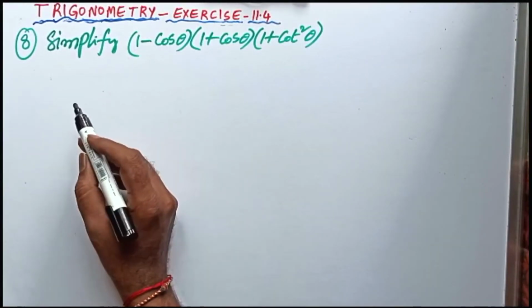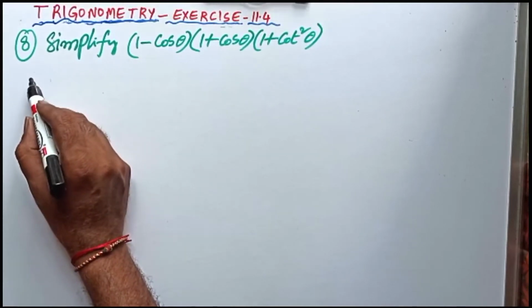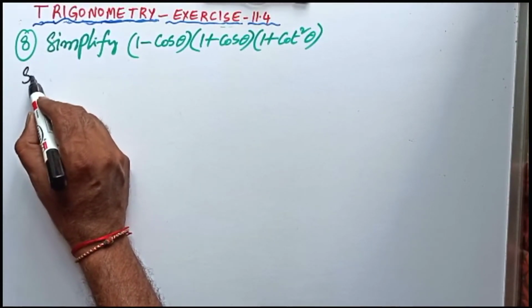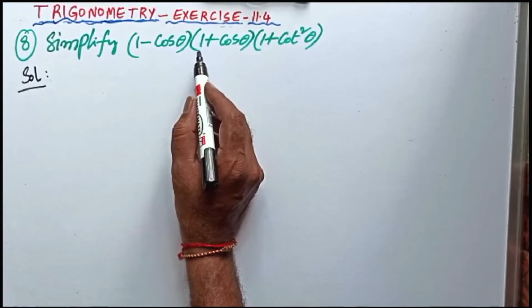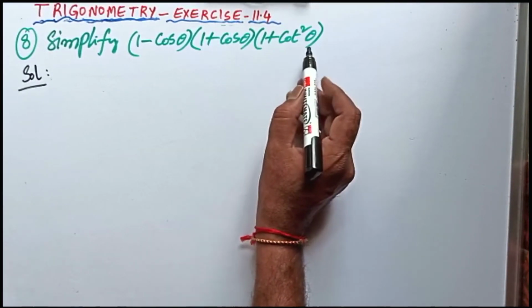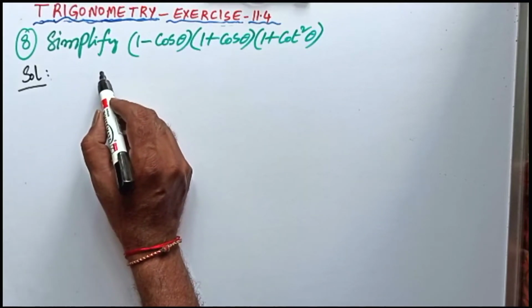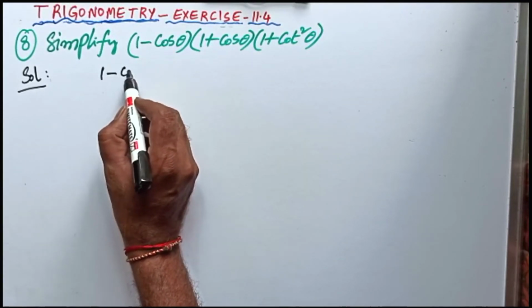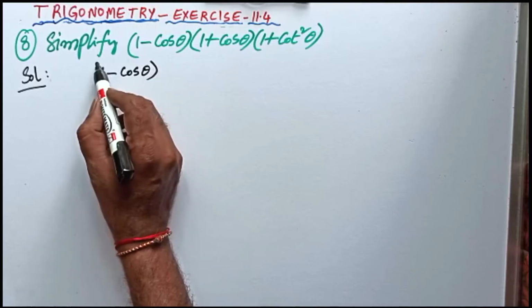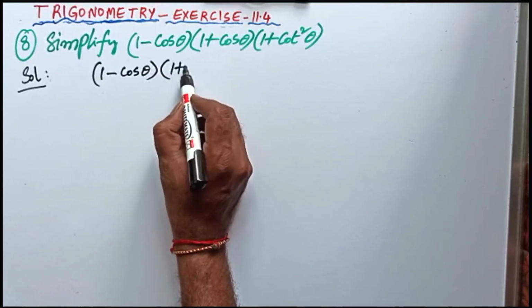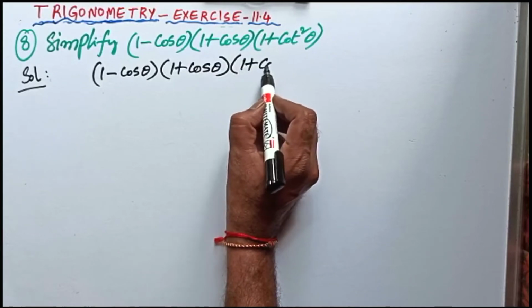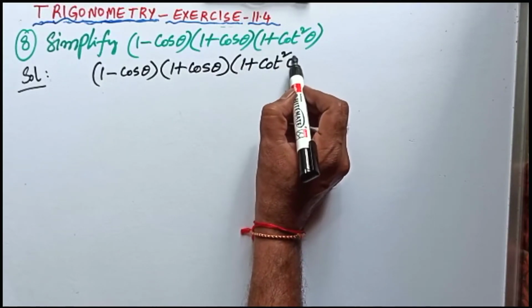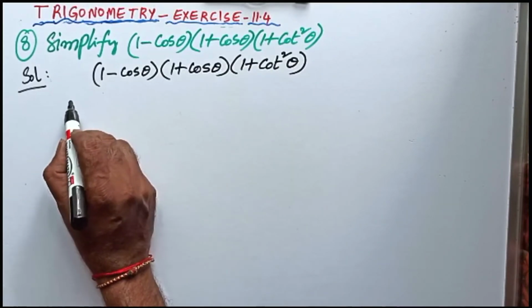Okay, now I'm going to explain the 8th problem, that is: simplify (1 minus cos theta) into (1 plus cos theta) into (1 plus cot square theta). So now write down what is given: (1 minus cos theta), (1 plus cos theta) into (1 plus cot square theta). This is the given problem. We have to simplify this one.